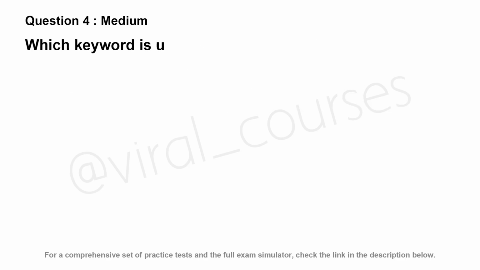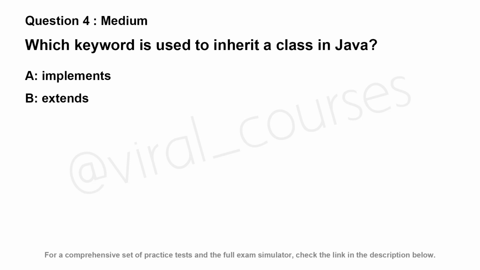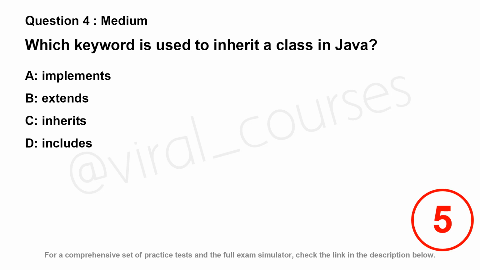Which keyword is used to inherit a class in Java? Option A, implements. Option B, extends. Option C, inherits. Option D, includes.